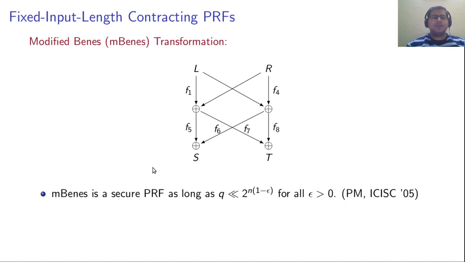Another modification of the Benes construction is the modified Benes, where we drop F2 and F3 in the upper layer. So instead of F2 and F3, we have identity functions here.